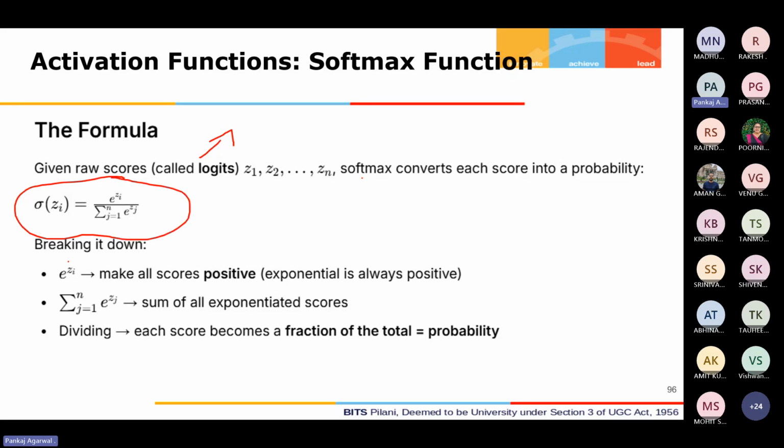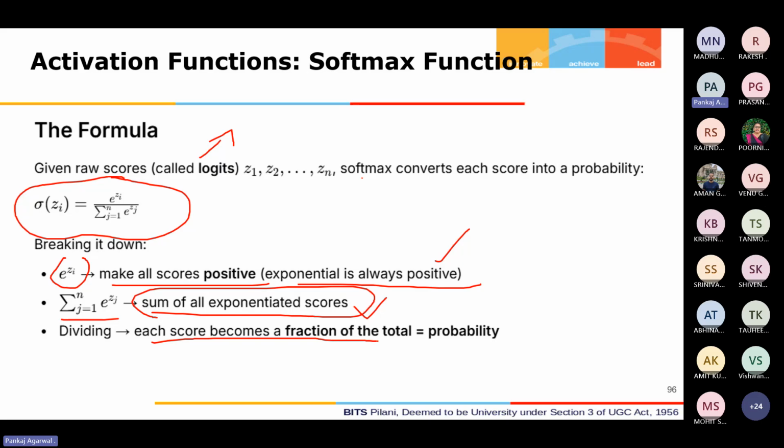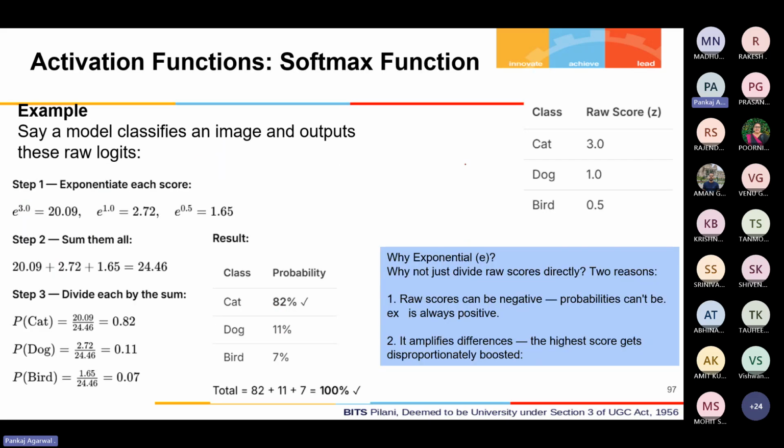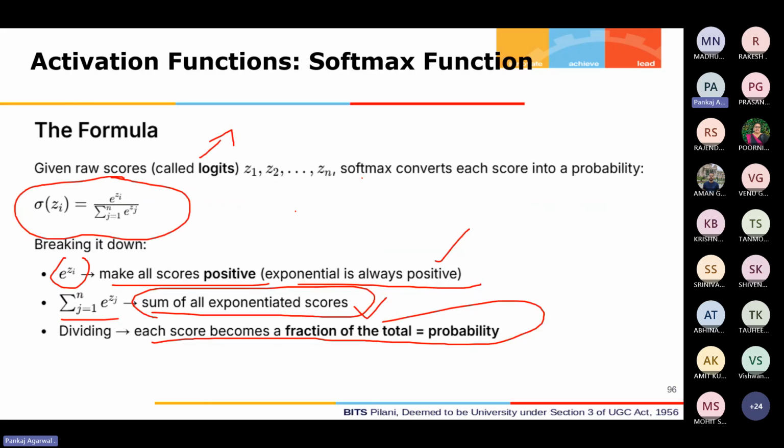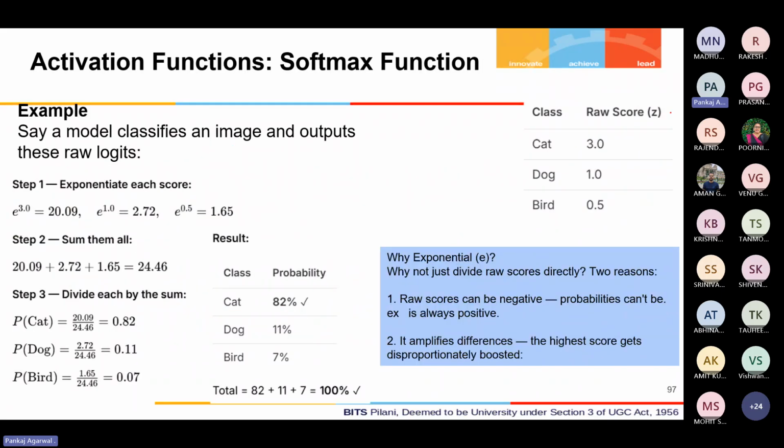Breaking it down: this term makes all your scores positive, because an exponential is always positive. Everyone knows that. This term takes the sum of all the exponentiated scores; it has added up all the exponential scores that it has calculated. Then dividing is why? Because each score becomes a fraction of the total probability. I've given you a working example also, because at times mathematics is not able to explain a little bit of things.